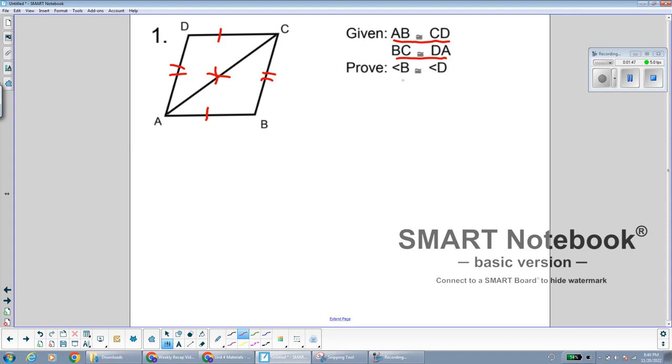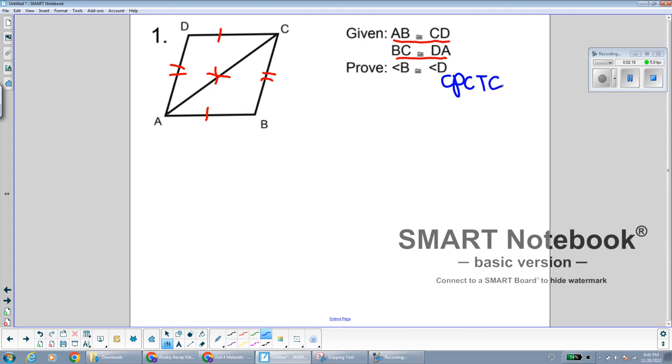So taking a look at my proof statement, I want to prove that angle B is congruent to angle D. Angle B and angle D are in the same position, the same spots of the two different triangles. So angle B and angle D are corresponding angles of the triangles that they are in. I want to prove corresponding angles are congruent. I'm going to do that using CPCTC.